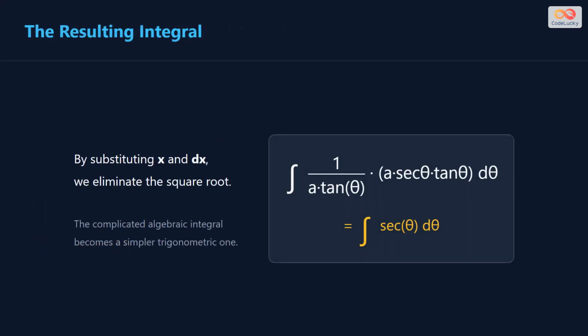When we substitute both the radical and the dx term into the integral, the complicated algebraic terms cancel out. In this general example, the 1 over a tangent theta cancels with parts of the dx term, leaving us with a simple integral of secant theta, which is much easier to solve.